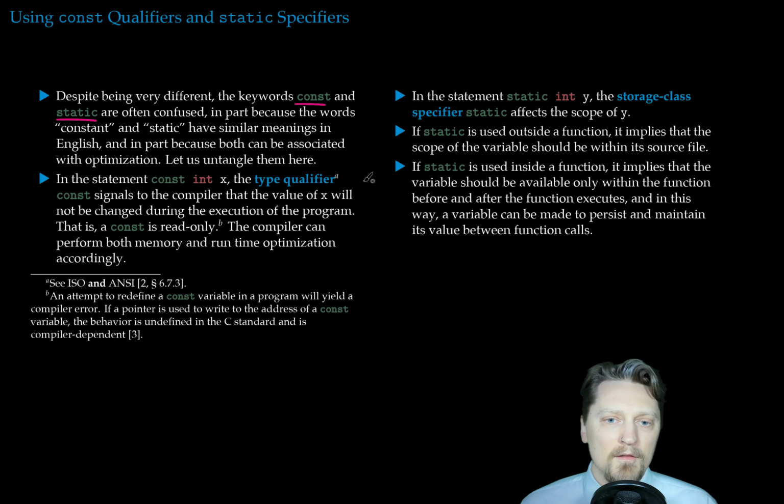The compiler can perform both memory and runtime optimization accordingly. A caveat here is that something outside of the program can potentially change the value of x. So although a variable with a const type qualifier is read-only for our program, something outside of the program could potentially change the value. So the compiler doesn't assume that it could never change, which comes into play when we talk about the size specification for an array, which we'll come back to.